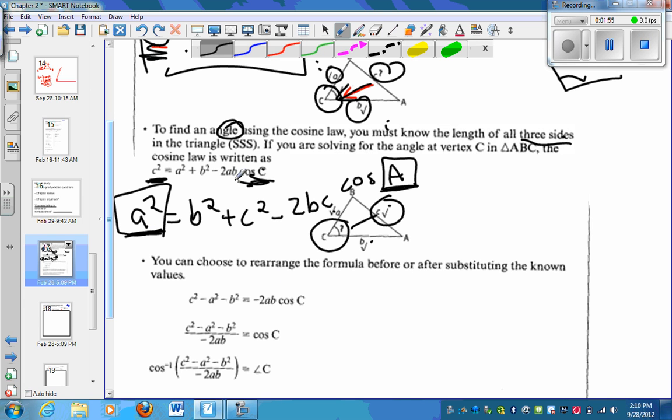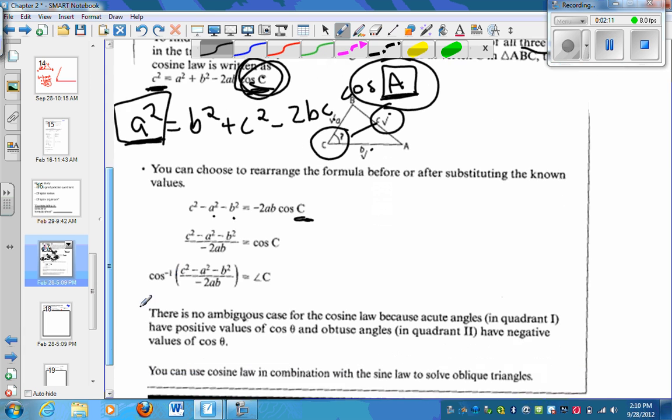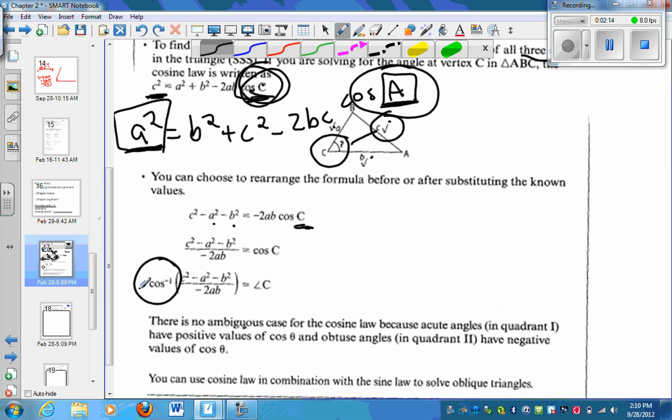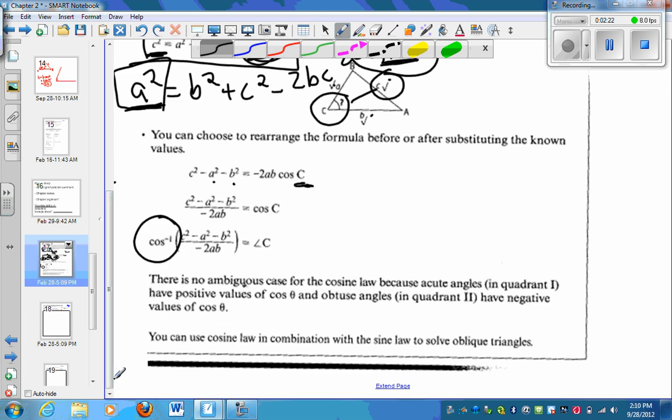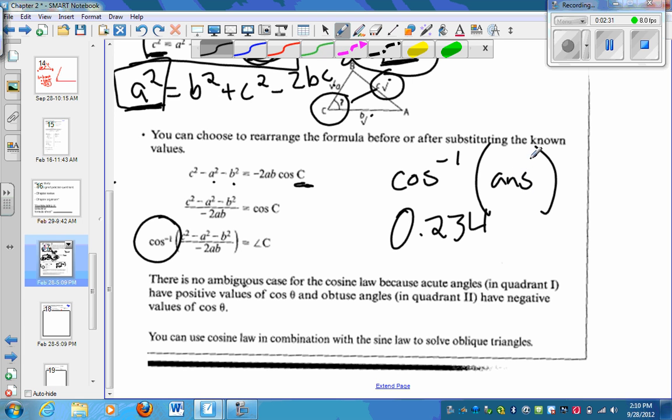So then if you're solving for angle C or for angle A, you want to get that angle by itself. So look what they did here. They subtracted a squared and b squared, they brought it over to this side. Now they divided both sides by negative 2ab, and then they inverse cosed it. So generally speaking, what I do is I always start with the cosine law in this form, and then I solve. And I try and leave as much of it in my calculator as I can, so I'm not writing down funny decimals, and then cos minus 1 is my answer. Okay? There is no ambiguous case.